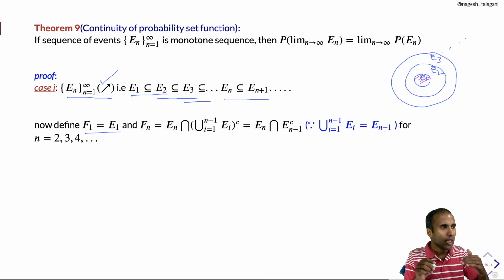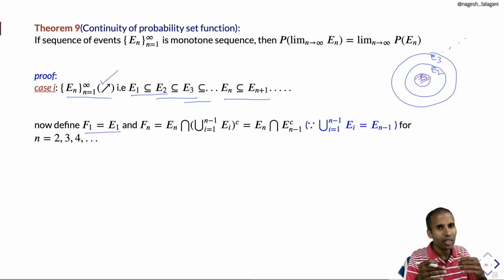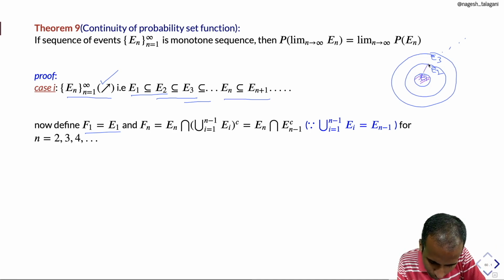Simply, we are constructing this sequence F1, F2 in a way that we take F1 the same as E1, we take for F2 all things in E2 which are not covered in F1. In F3, we take all things in E3 which are not covered in F1 and F2, and so on. That way we will not have any overlapping, so we will end up with mutually exclusive events. That's the idea. Then F2 is going to be this, then F3 is going to be this.